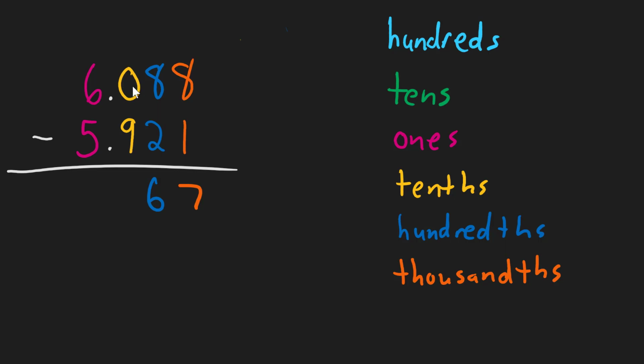But for now, let's just do it. So 0 is smaller than 9. We need to borrow from the ones place and regroup what we borrow with what we have in the tenths place. And so now we have 10 minus 9, which is 1. And we drop down the decimal, and then 5 minus 5 is 0. And so the answer is 0.167.